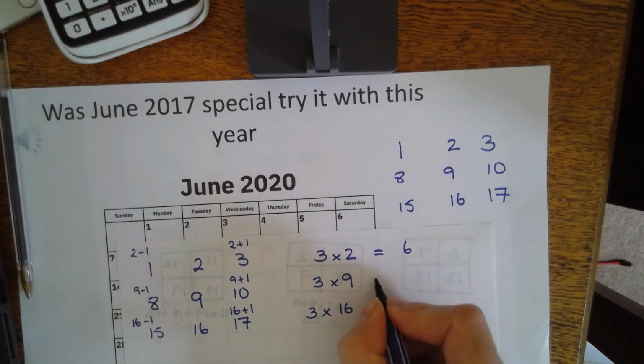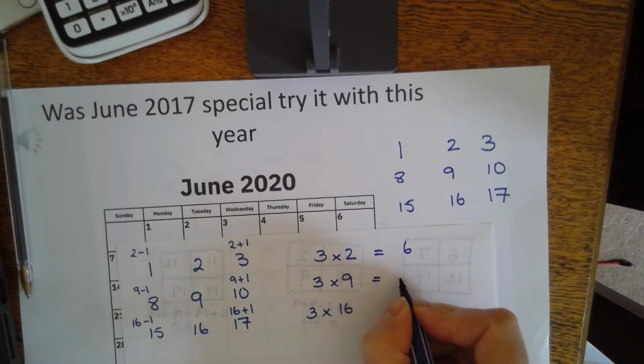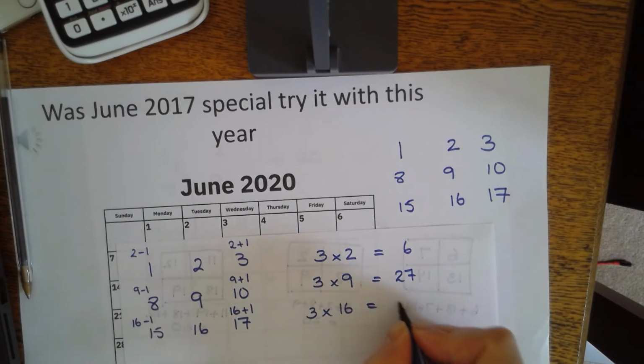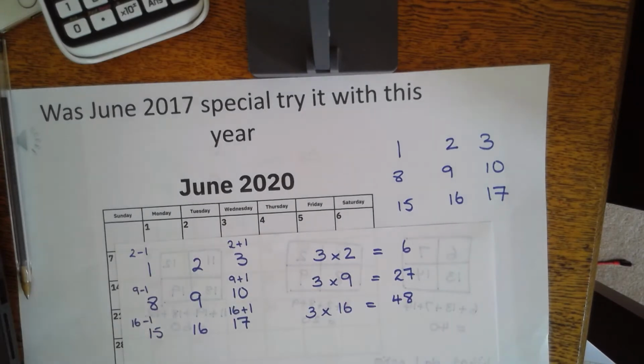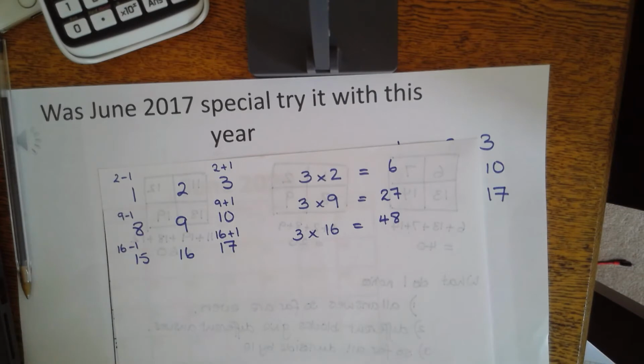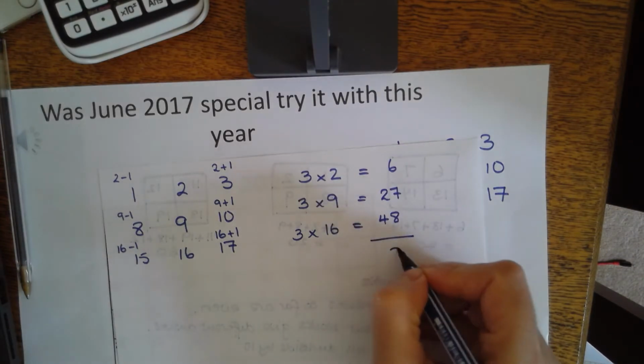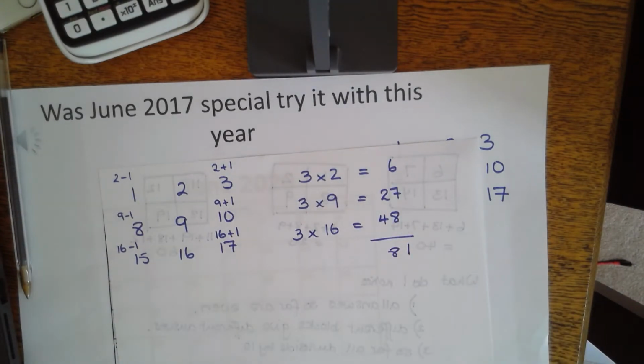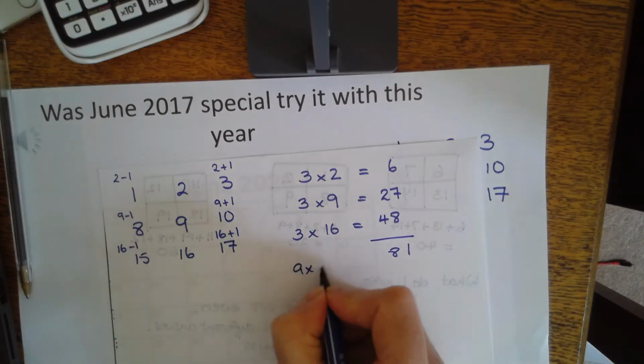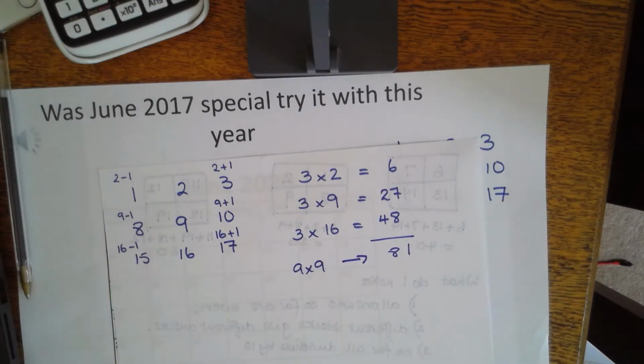3 times 2 is 6. 3 times 9 is 27. 3 times 16 is 48. You can always use a calculator. If I add these up, they add up to 81. 9 times 9 is 81. That might be worth a look at.